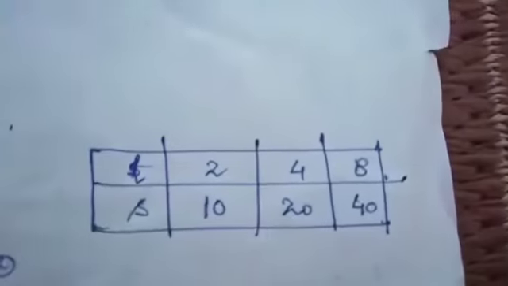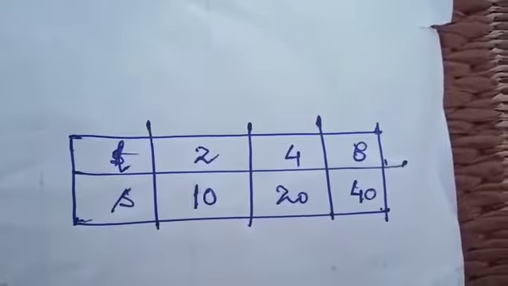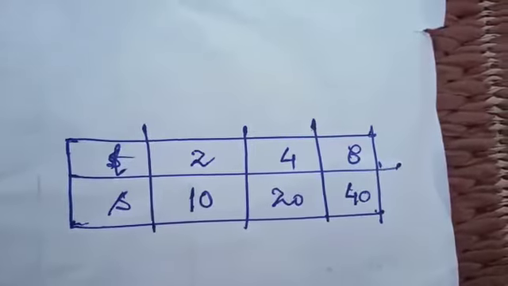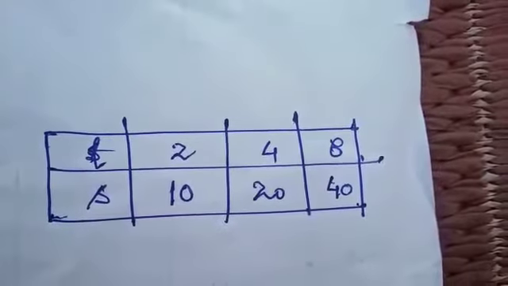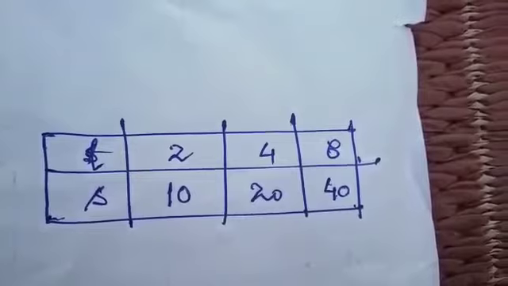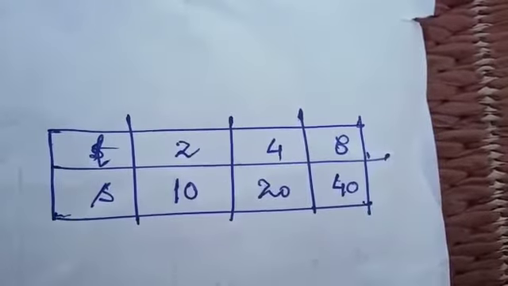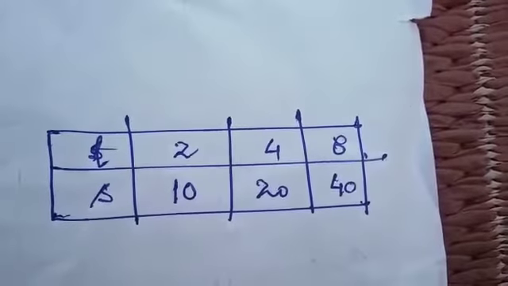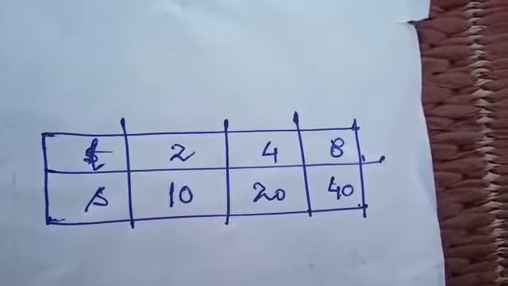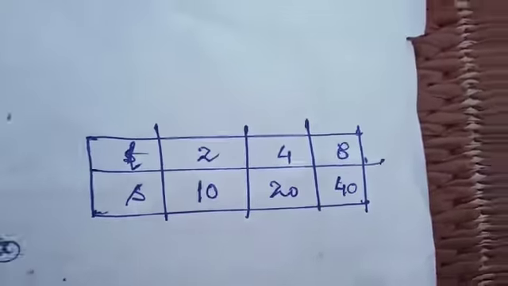For example, a body has covered 2 meter in 2 seconds, then 20 meter displacement, which is considered as s, in 4 seconds, and 40 meter in 8 seconds. So a body is in motion, and the displacement at some intervals of time is being noted. Now it should be graphically plotted.